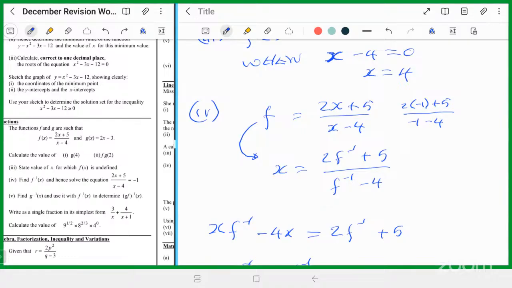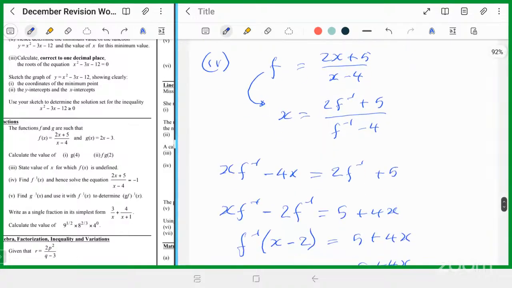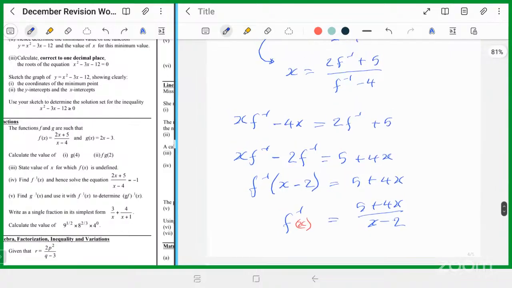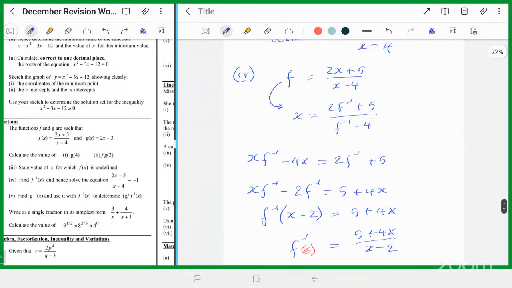Not negative 1, suppose that's 5 minus 2. 5 minus 2 is 3 over negative 5. Something is wrong, guys. Let me find the mistake. There's a mistake somewhere there. Let me see.